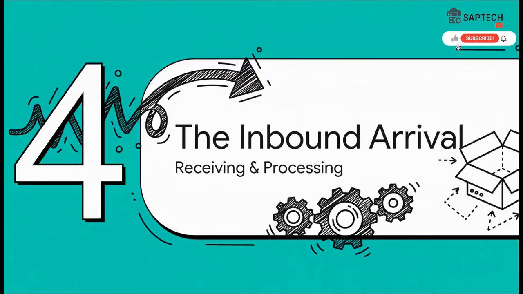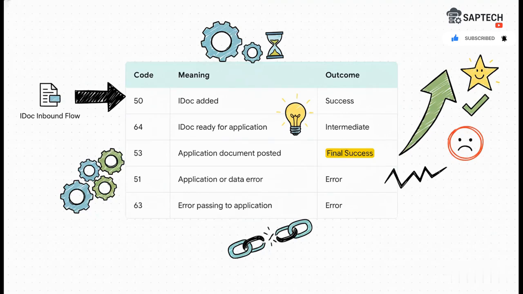But hold on, the journey's not over. Once it leaves, it has to land somewhere, right? So let's see what happens when it arrives at its destination and gets processed. This is the inbound side of the story. All right, on the inbound side, when that IDoc first arrives, it gets a status 50. It's been added. The ultimate goal, the big win, is status 53. That means the application document was posted. It worked. It's done. But if you see a status 51, that's the big red flag. That means there's an error that someone needs to investigate.